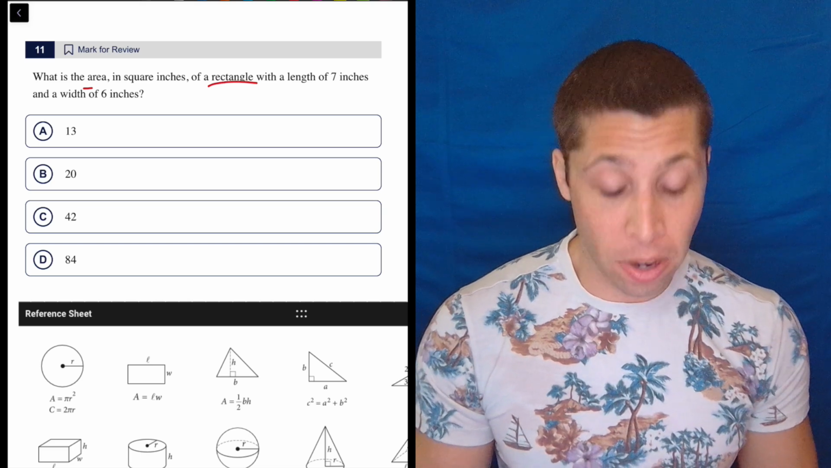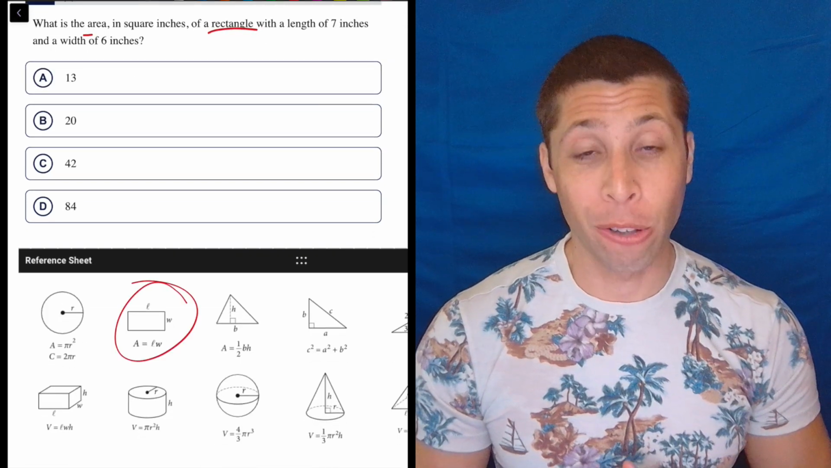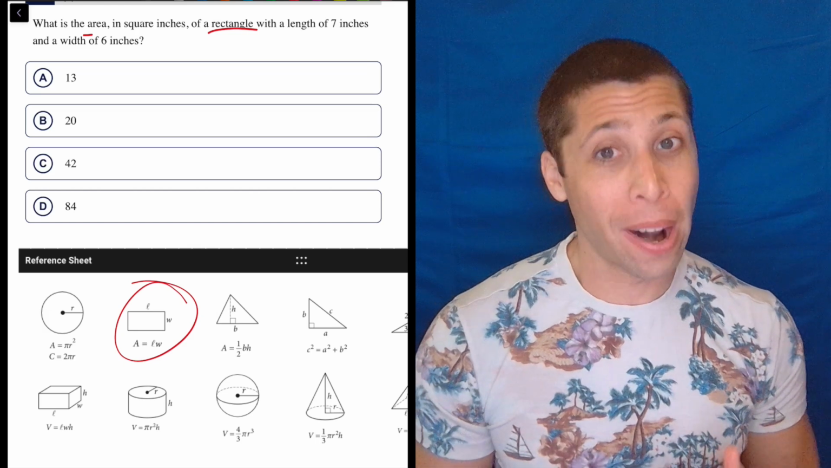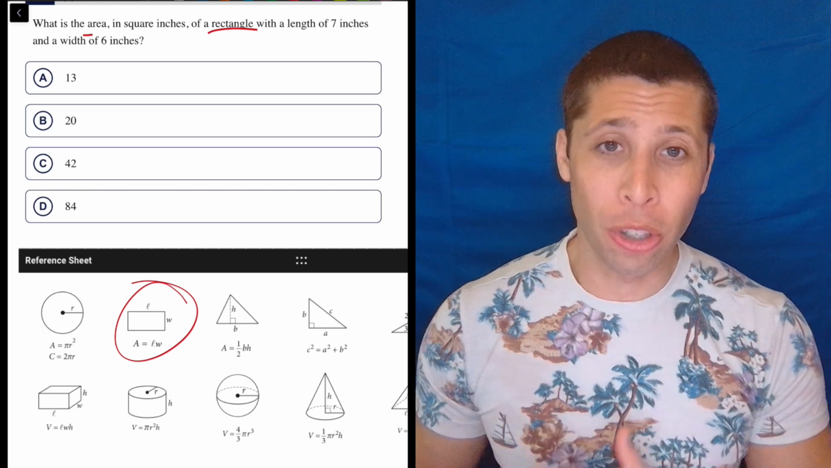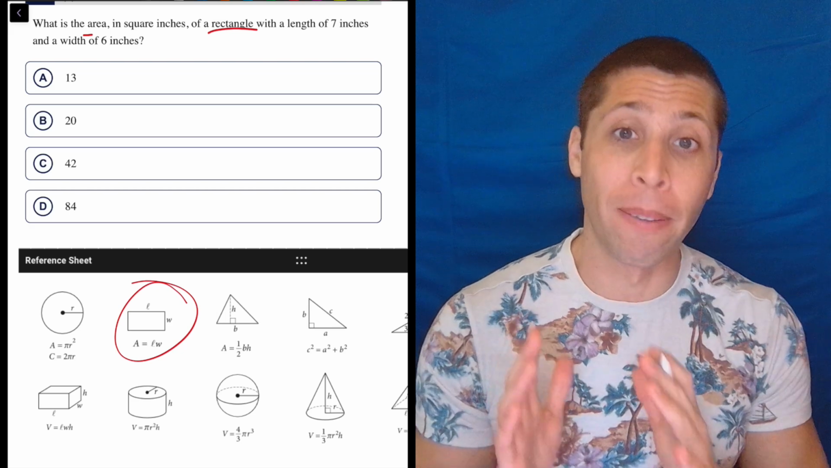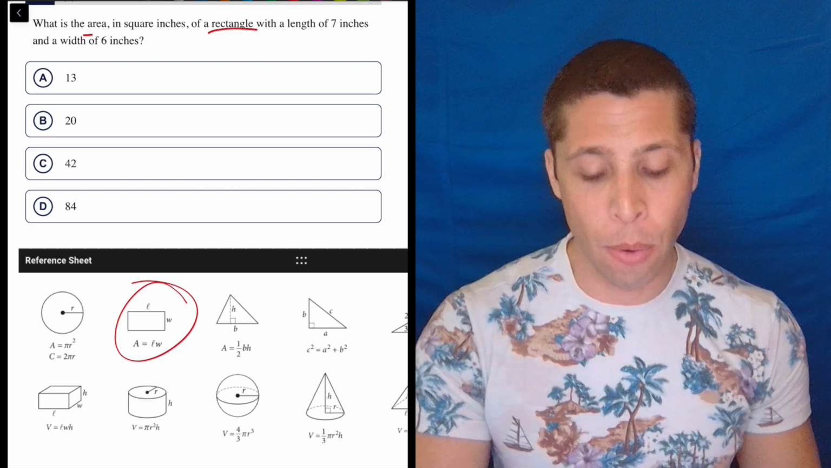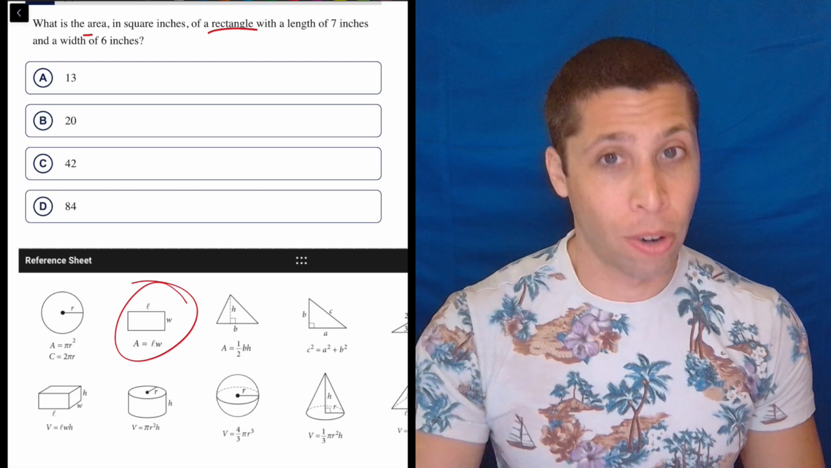They gave us both of the dimensions. They also, in the reference chart, give us the formula for the area of a rectangle. So there's really no excuse here. However, I would say by 8th grade, you should know that the area of a rectangle is length times width. That is basic math, basic formula. So if you don't have that memorized, you're already starting to fall behind in what's expected of you for your math. So try to get caught up.